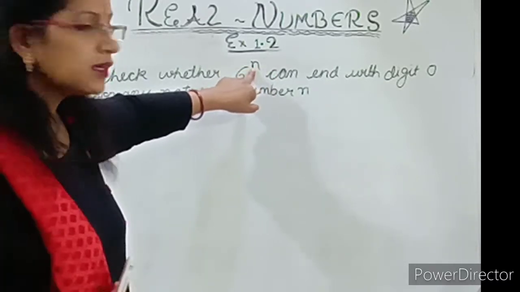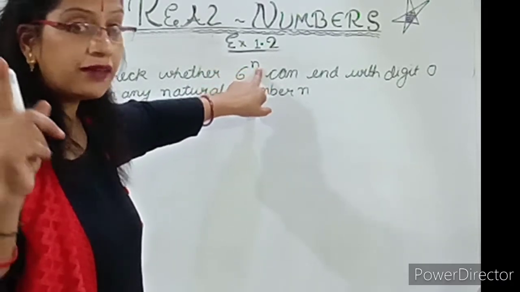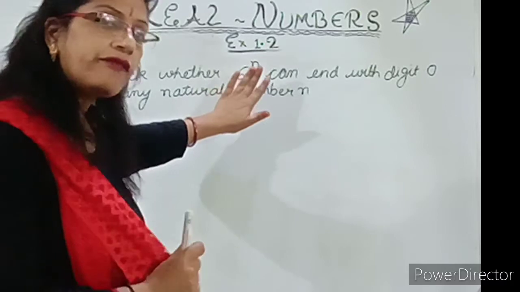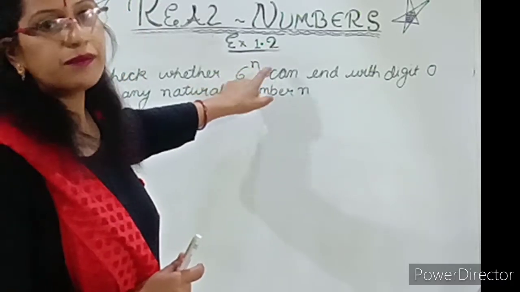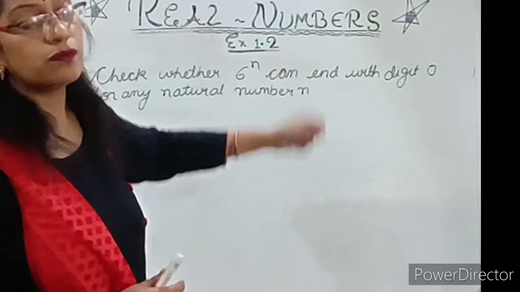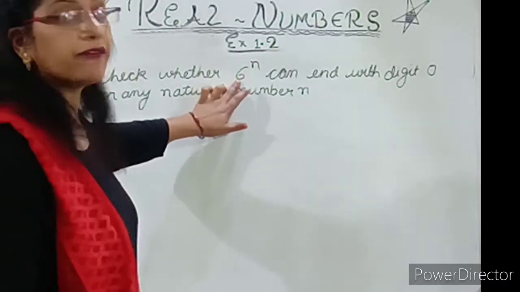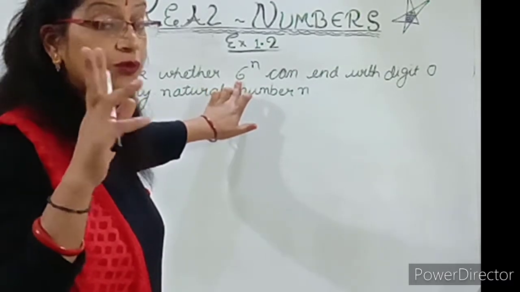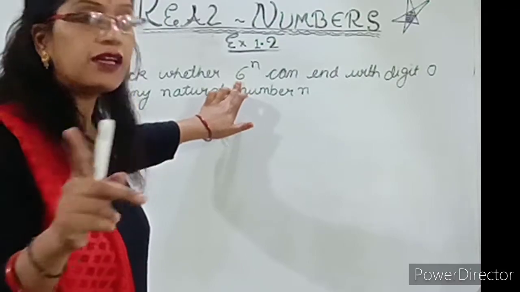6 1 is 6. n is equal to 2. 6 into 6, 6 6s are 36. It will end with digit 6. So every time when you substitute 1, 2, 3, 4, any time it will not end with digit 0. But how to write it? For ending with digit 0, it should have a prime factorization of 2 and 5. When 2 and 5 are both there, only then it will end with 0, otherwise it will never end with digit 0.